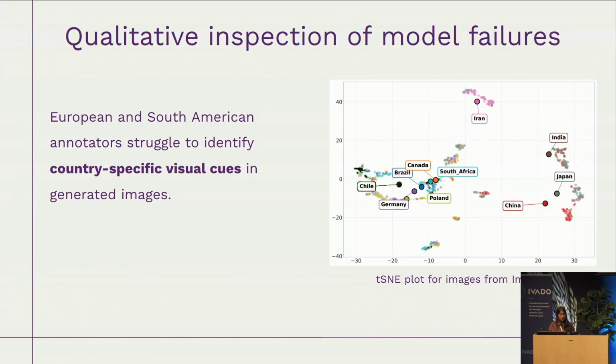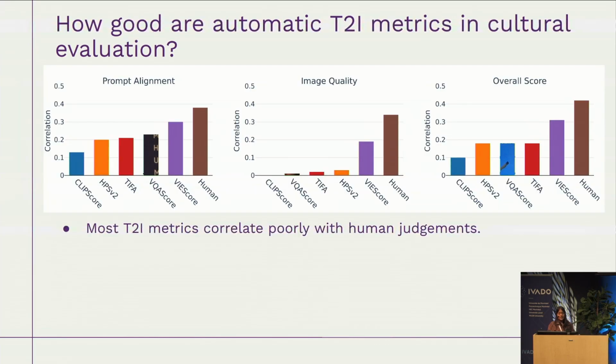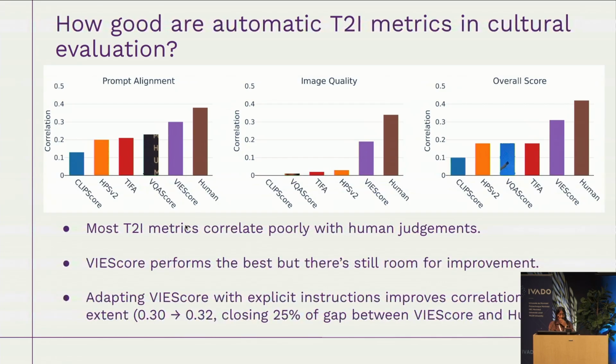I'm going to skip this as well in the interest of time. And the last thing we looked at was evaluating the metrics themselves, whether the metrics correlate poorly with human judgments or not, and we actually found that was the case. So some metrics are good. VIE score is actually the best, but a lot of the other metrics we evaluated correlate poorly with human judgment.